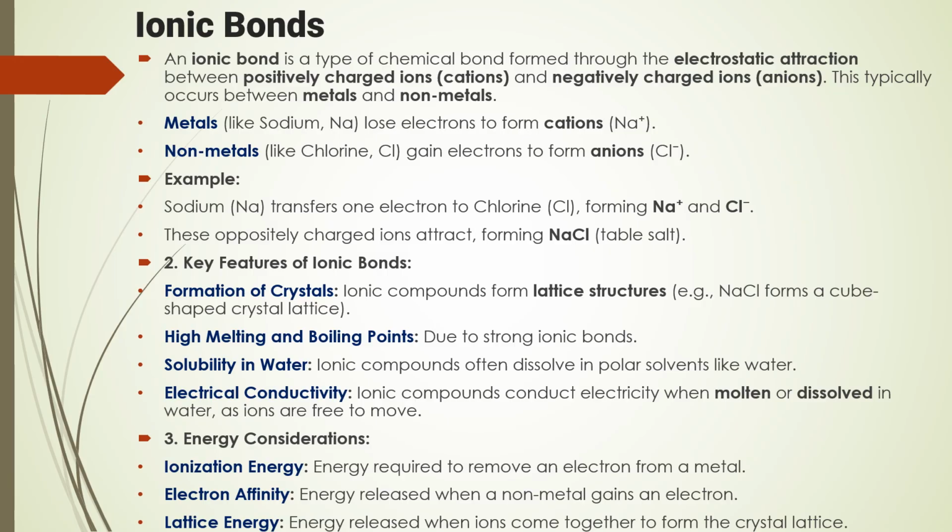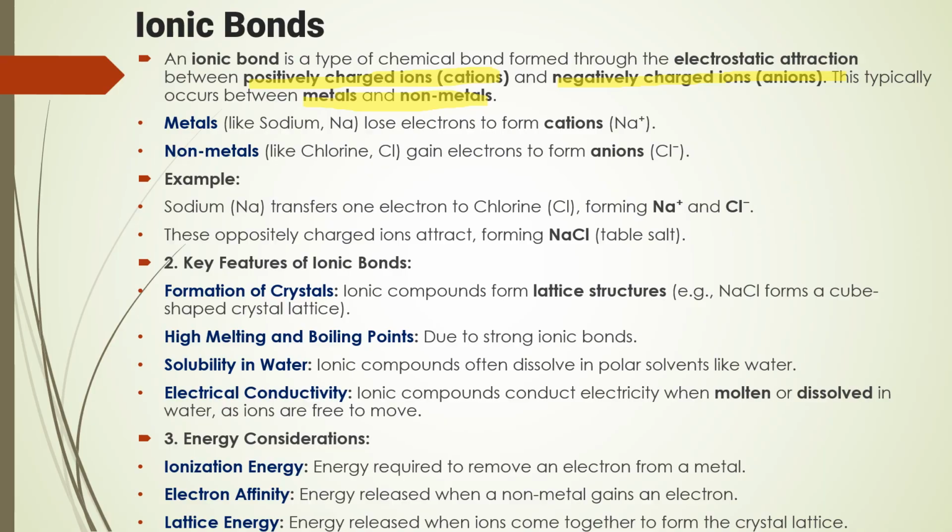So ionic bond is a type of chemical bond formed through the electrostatic attraction between a positively charged ion, cation, usually the metal, okay, and a negatively charged ion, anion. This typically occurs between a metal and a non-metal. So you have to remember that ionic bond is a transfer of electron from a metal to a non-metal, and the metal will become positively charged while the non-metal will become negatively charged.